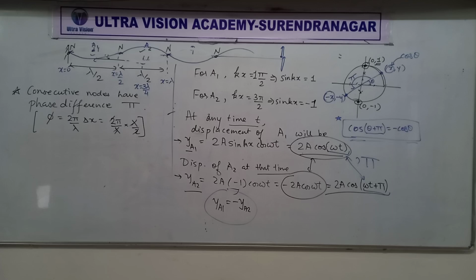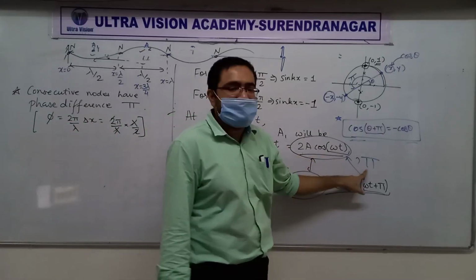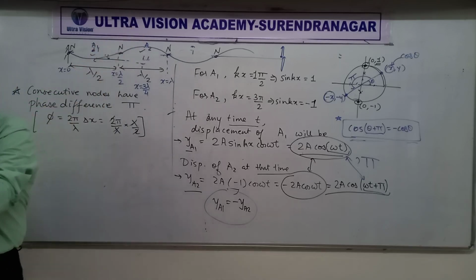So like I was saying, when A1 goes down, come to the board, everyone. When A1 goes down, A2 will go up. That is, the phase difference between them is pi. I repeat, when A1 goes down, A2 goes up. That's what you are seeing at this moment. Clear or not clear? Okay, let's continue playing this.